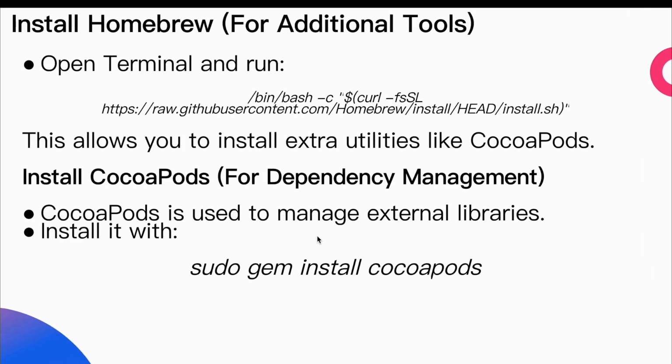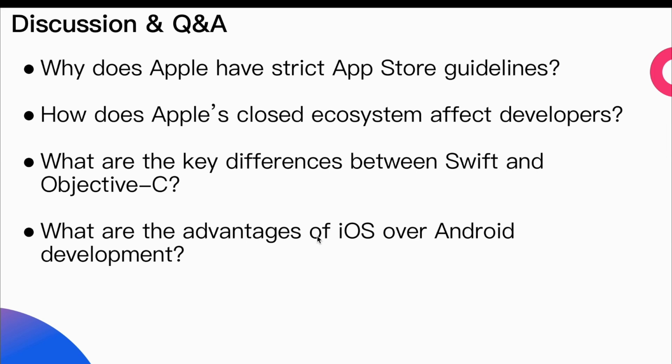Then you can always think about: why does Apple have strict App Store guidelines? How does Apple's closed ecosystem affect developers? What are the key differences between Swift and Objective-C, and what are the advantages of iOS over Android development?